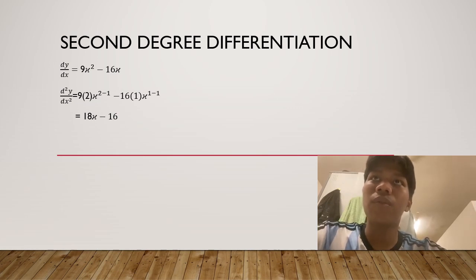So after that, we're going to use the second degree differentiation. As you can see, dy over dx equals 6x square minus 16x. So the answer will be 18x minus 16. So we need to find the maximum point or minimum point.